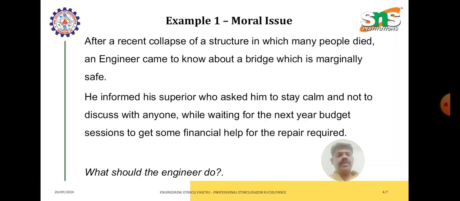Let us take an example of a moral issue. After a recent collapse of a structure in which many people died, an engineer came to know about a bridge which is marginally safe. He informed his superior, who asked him to stay calm and not to discuss it with anyone while waiting for the next year's budget sessions to get some financial help for the repairs required. But what will the engineer do? So this is one example where the engineer is dealing with a moral issue. So what should the engineer do? Give your suggestions and points on this.